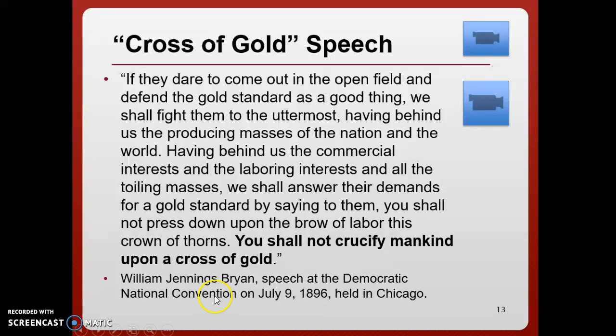He says in the middle, having behind us the commercial interests and the laboring interests and all the toiling masses, we shall answer their demands for a gold standard by saying to them, meaning the government, saying to Republicans, and this is the big one here, you shall not press down upon the brow of labor this crown of thorns. You shall not crucify mankind upon a cross of gold. In reference to not only the crucifixion of Jesus Christ in Christianity, but also, if you're going to physically attach the United States to only the gold standard, because it's going to hurt the average man.